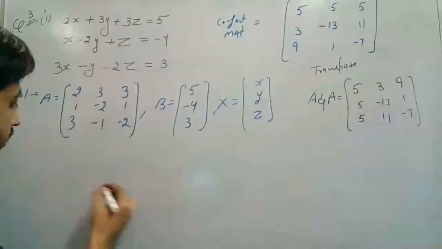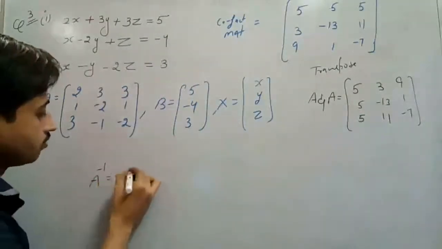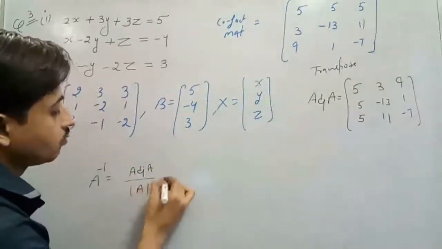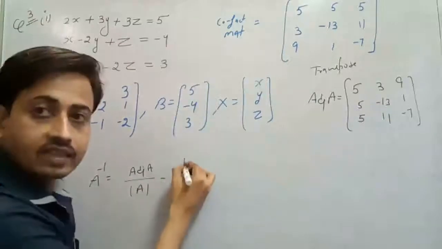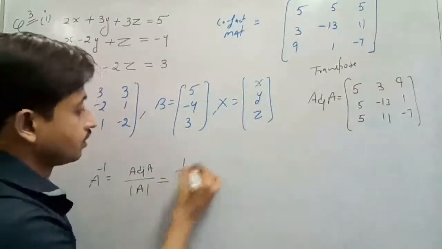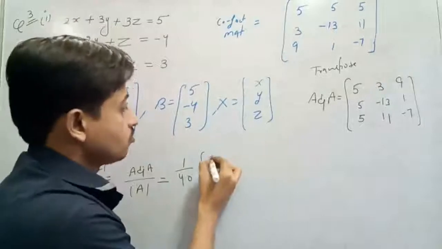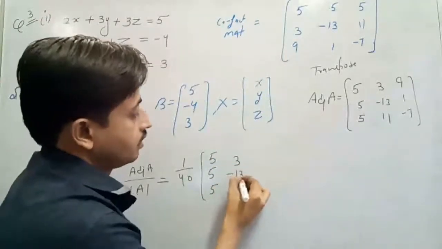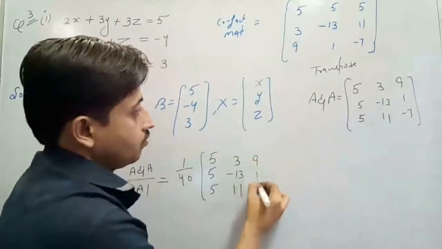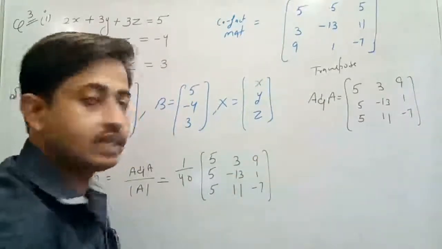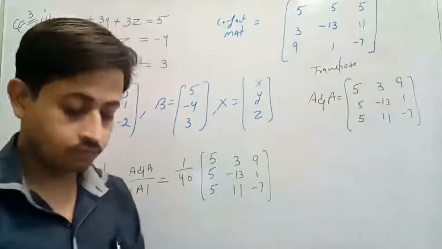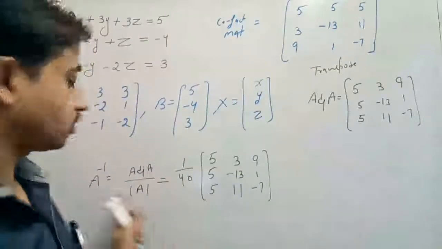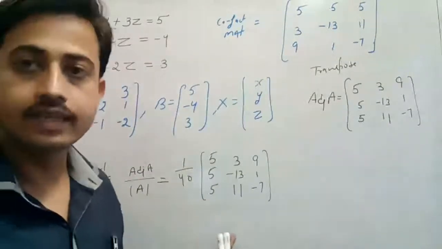Now what's the formula of inverse? It is adjoint of A divided by determinant of A. What's the determinant? We get, I think, 40. And adjoint of A is 5, 5, 5, 3, minus 13, 11, 9, 1, minus 7. This is our A inverse.